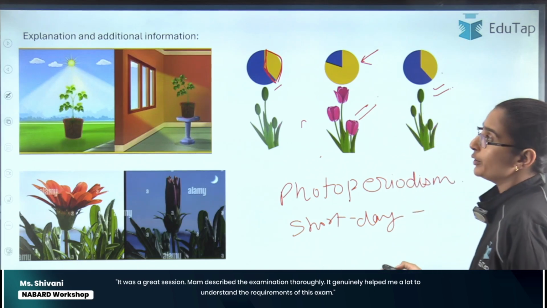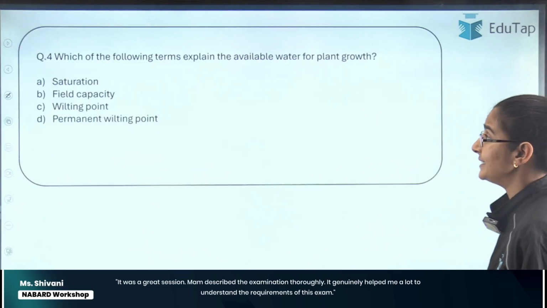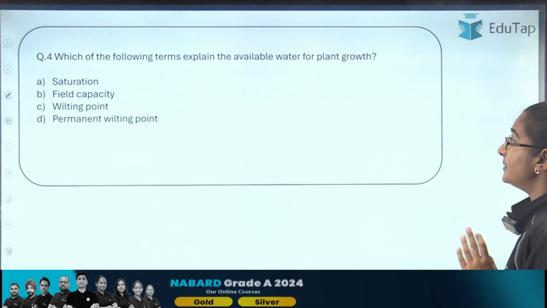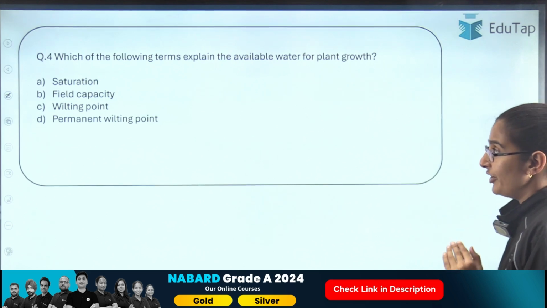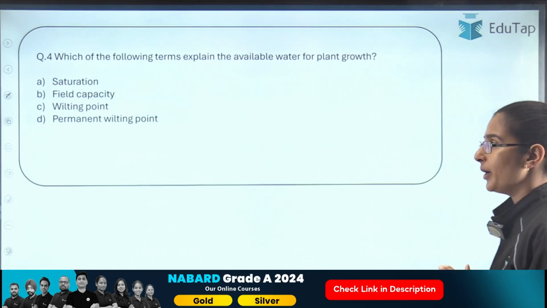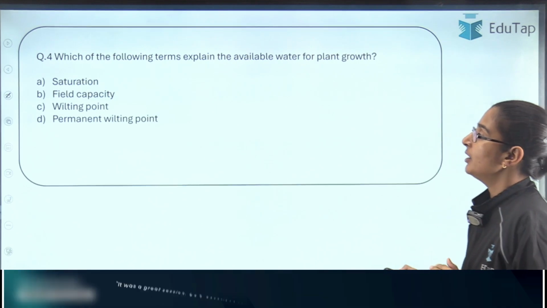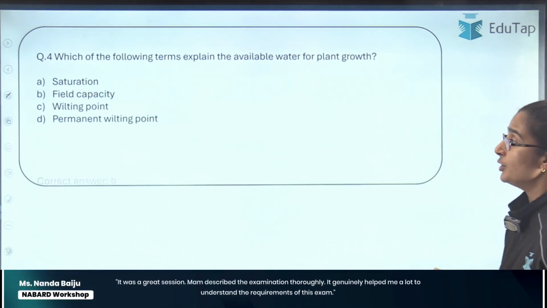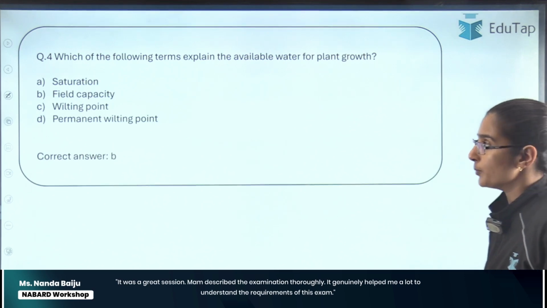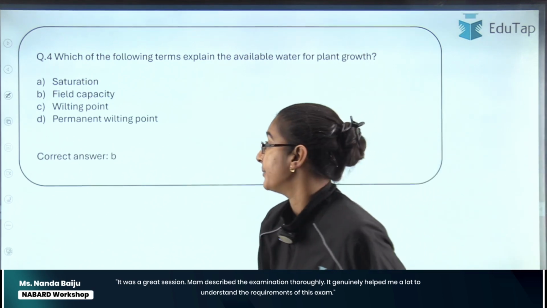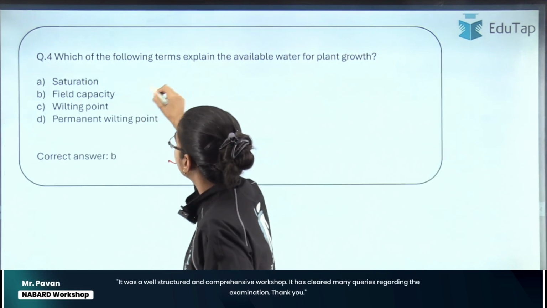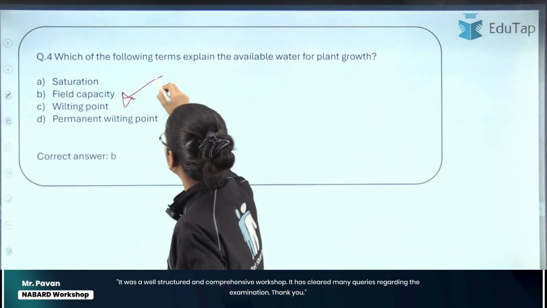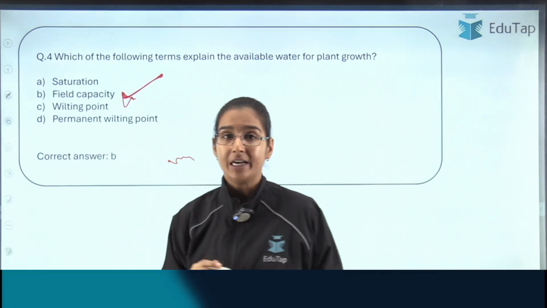Now let's move ahead to the next question. It says: which of the following terms explain the available water for plant growth? Saturation, field capacity, wilting point, or permanent wilting point, right? So the correct answer for this question is option number B, field capacity.